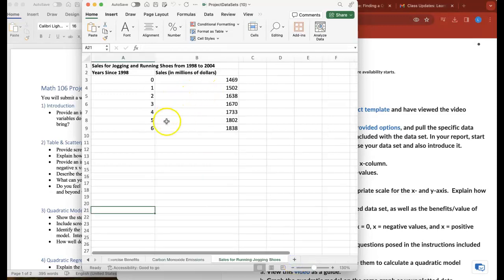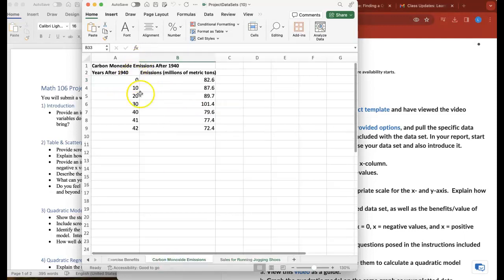Sales for jogging running shoes since 1998. So in 1998, so again here, x equals 0 is 1998. So it's important to know what 0 means. And then this is the number of jogging shoes. Notice it is just going up. But having an x equals 0 is actually going to be really important later. So make sure all of these do have an x equals 0.